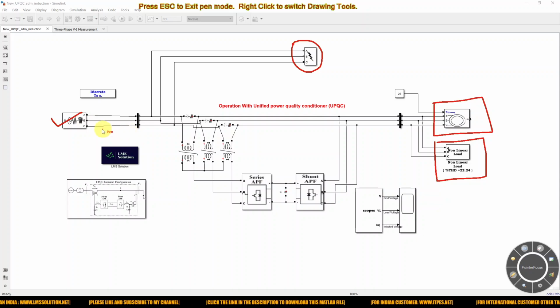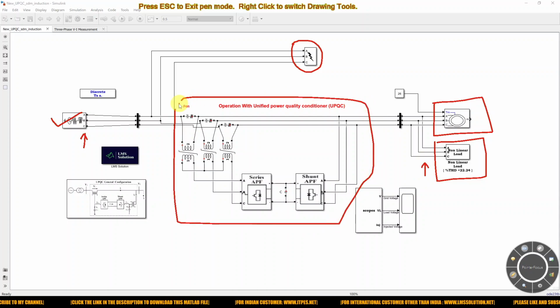So here in between the source and the load, we are going to connect UPQC. UPQC consists of two active power filters: one is the shunt active power filter and the other is the series active power filter. The series active power filter is used for injecting voltage during voltage sag and swell.